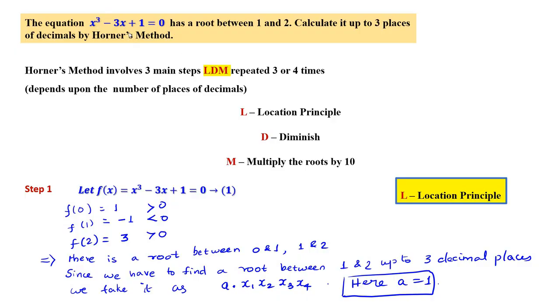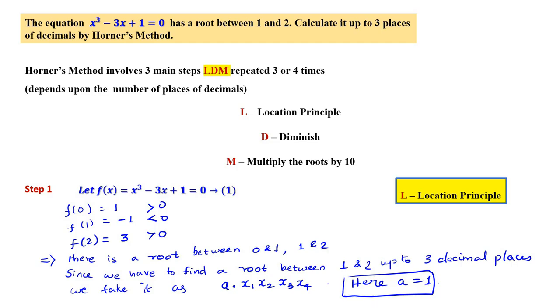Suppose you are given this equation, and it is mentioned that it has a root between 1 and 2. We are asked to calculate it up to 3 places of decimals by Horner's method. What is Horner's method? Horner's method actually involves 3 main steps that are repeated 3 or 4 times, depending on how many places of decimals we need to compute. So that is repeated many times.